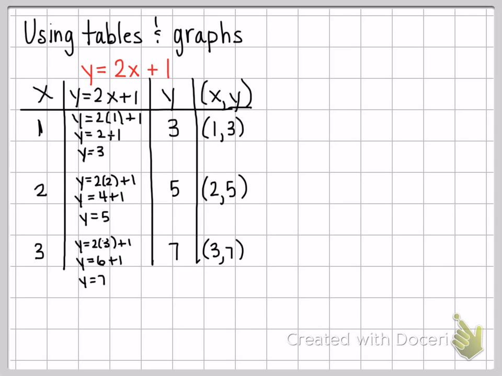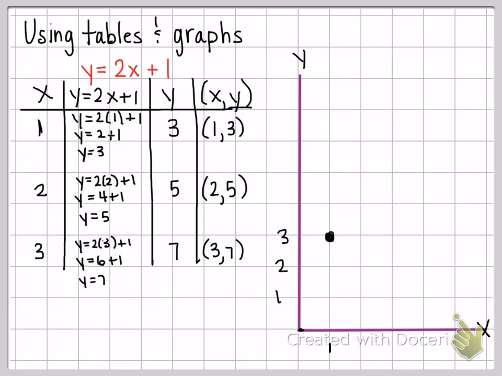Now we can show the relationship between those numbers in a graph then. So I'm going to draw just the first quadrant of my graph. And I know that my x value is along the bottom and my y value is along the side. So I know that this is my x and this is my y. So my first ordered pair is 1, 3. So I go from the origin 1 to the right and up 3. That's my first ordered pair.